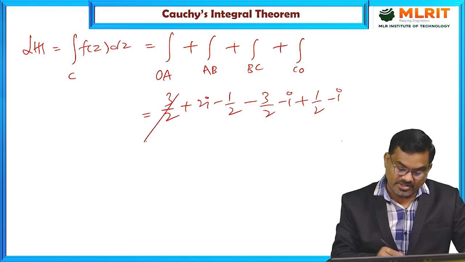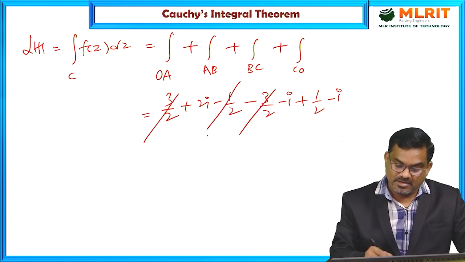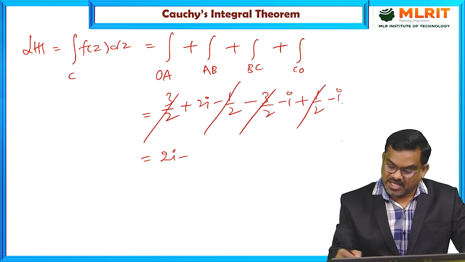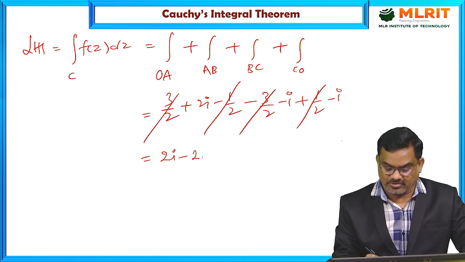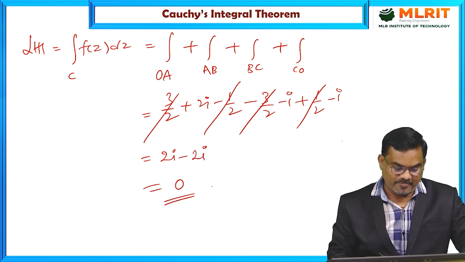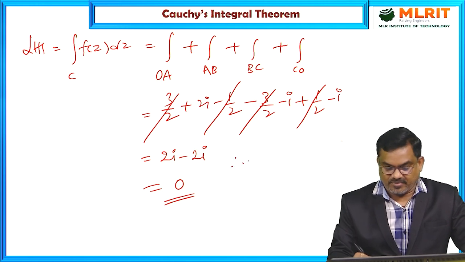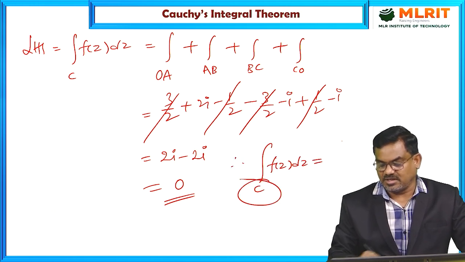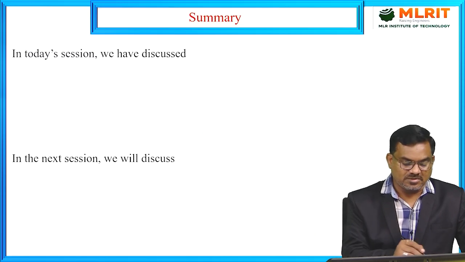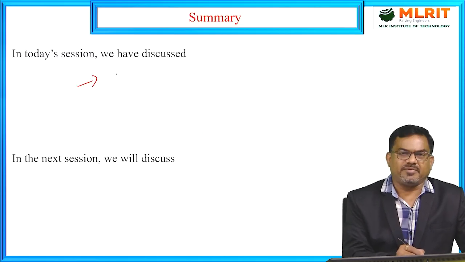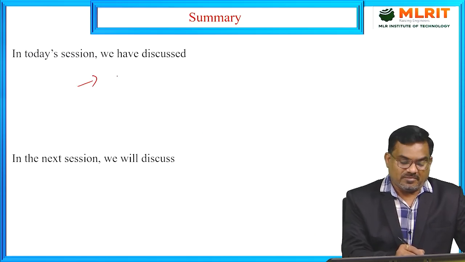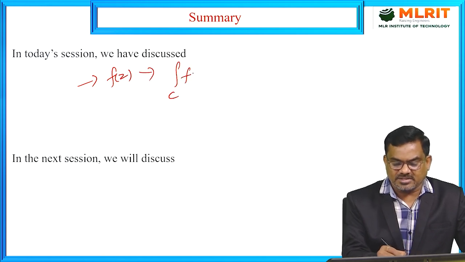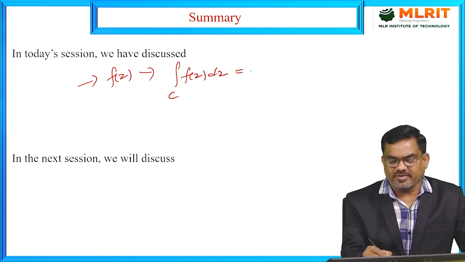So, here 3 by 2 minus 3 by 2 gets cancelled. Minus 1 by 2 plus 1 by 2. So, 2i minus i minus i, which is 0. So, the answer is 0. Therefore, the line integral f of z dz along the given curve C is 0. So, today we have verified Cauchy's integral theorem for the given function f of z. That means we have proved that the line integral C f of z dz for the given function is 0.